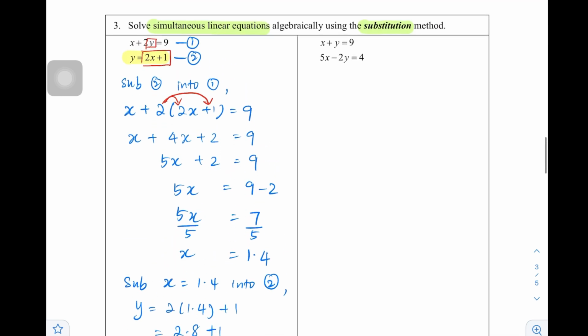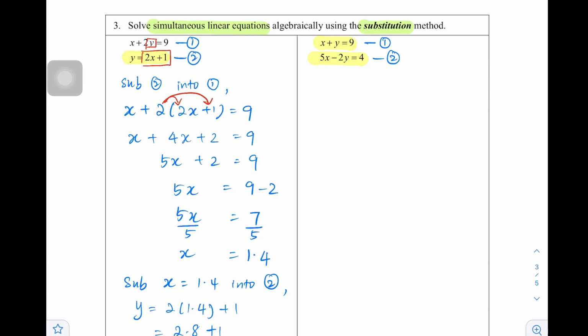Let's move on to the second example. In the second example, I have x plus y equals 9, which I will call equation 1, and 5x minus 2y equals 4, which I will call equation 2. If we look carefully at these two equations, we will see that neither of them has either x or y as the subject of the equation.